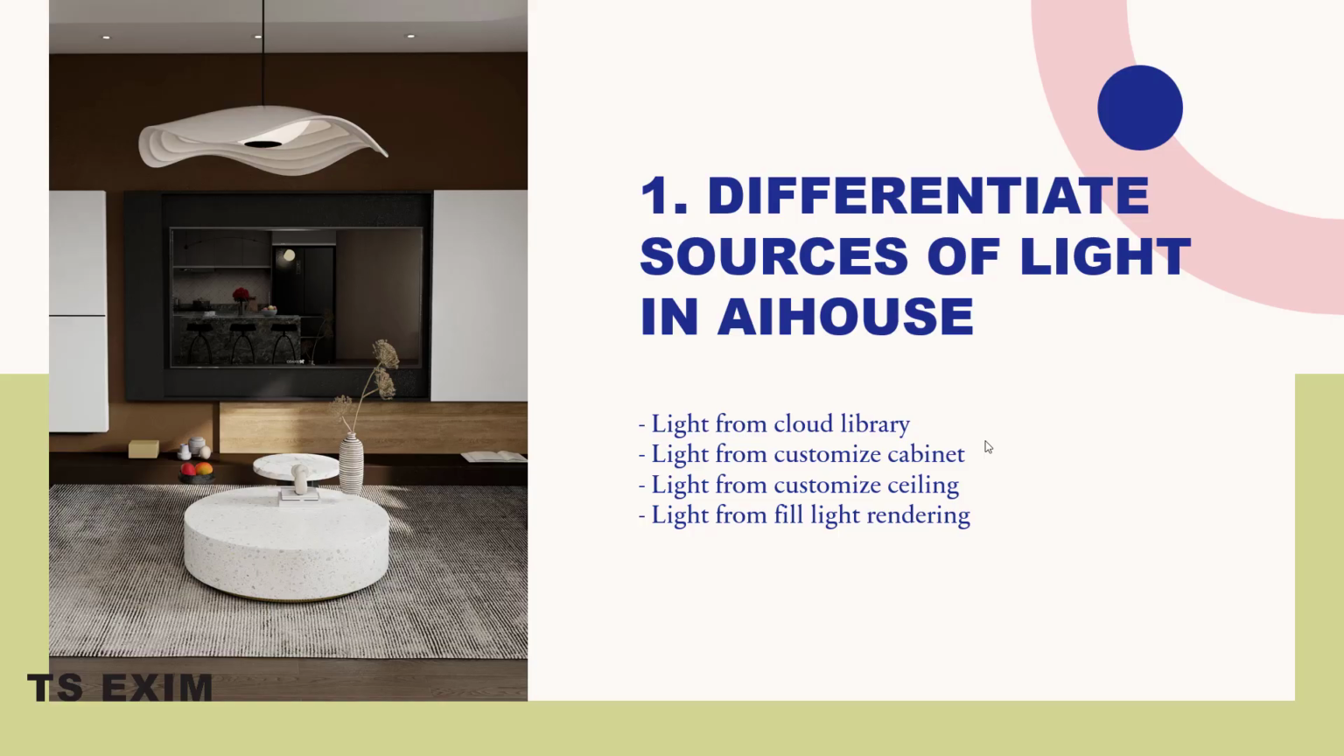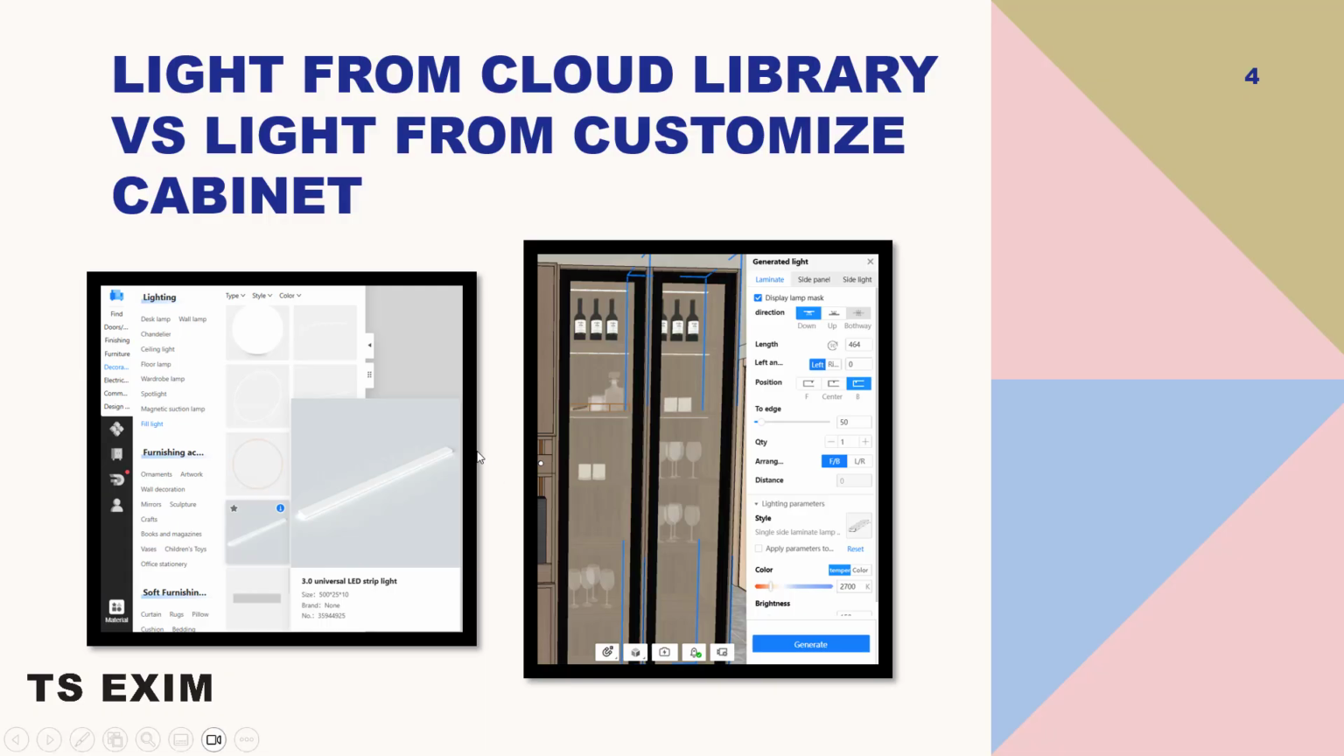If you see a lamp tube model in free modeling, that one cannot generate light. It's just a model, but when you render, there's no light coming out. Only cloud library, customized cabinet, custom ceiling, and fill light render can generate light. Here we will differentiate between light from cloud library and light from customized cabinet. So you guys can open AiHouse.